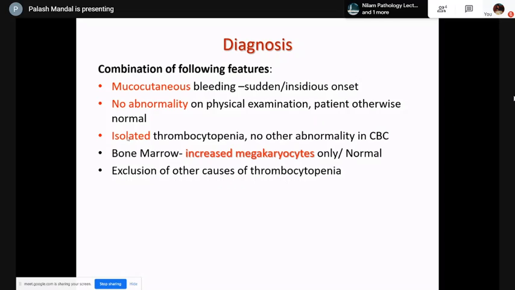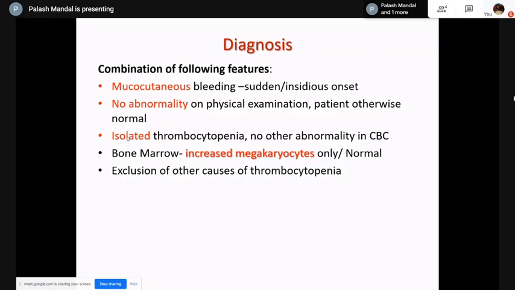Anemia may be present because if the bleeding keeps on happening over a longer duration, especially in chronic ITP, that may lead to anemia, but the WBC count should be absolutely normal. Bone marrow shows increased or normal megakaryocytes. That is very, very important. Platelets less in peripheral blood, bone marrow showing increased megakaryocytes, you have to term it as ITP.